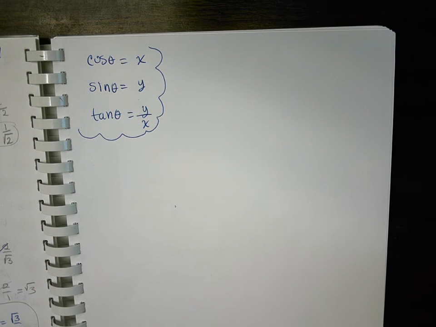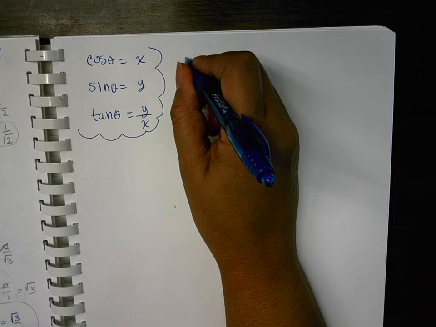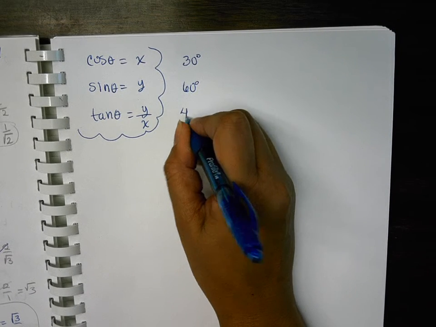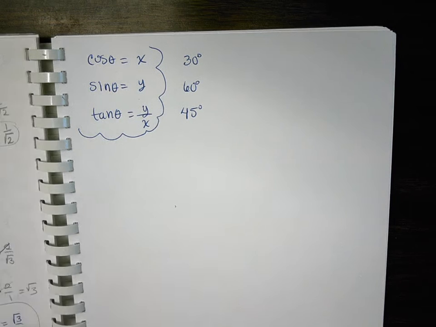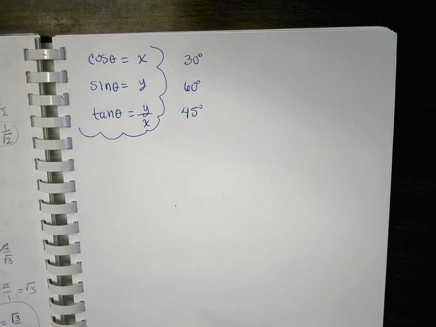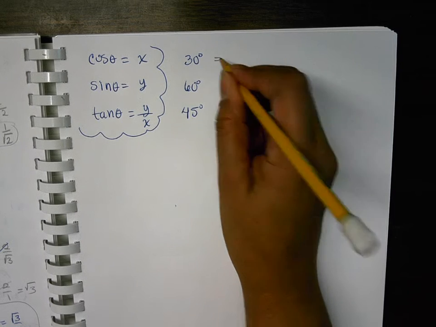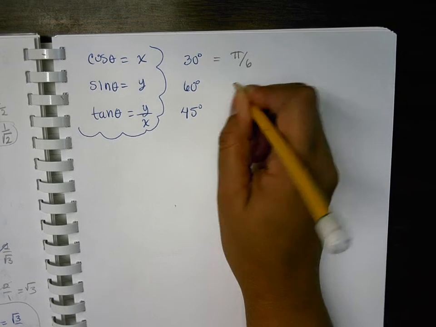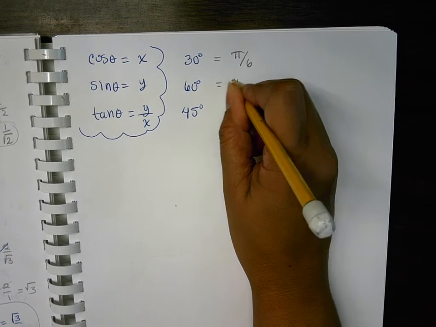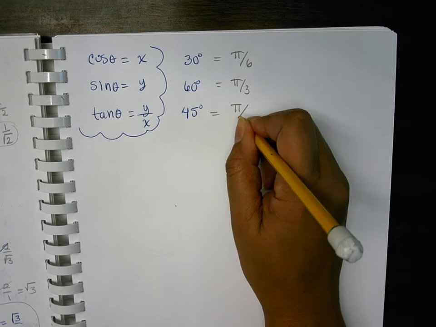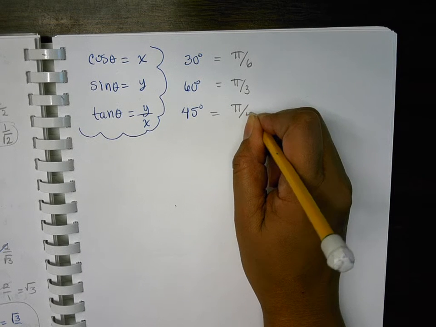Okay, now usually I spend some time converting, but it seems like a lot of you guys remember 30 degrees, 60 degrees, 45 degrees, what they are in radians. Do you guys remember? 30 is pi over 6, 60 is pi over 3, and 45 is pi over 4.